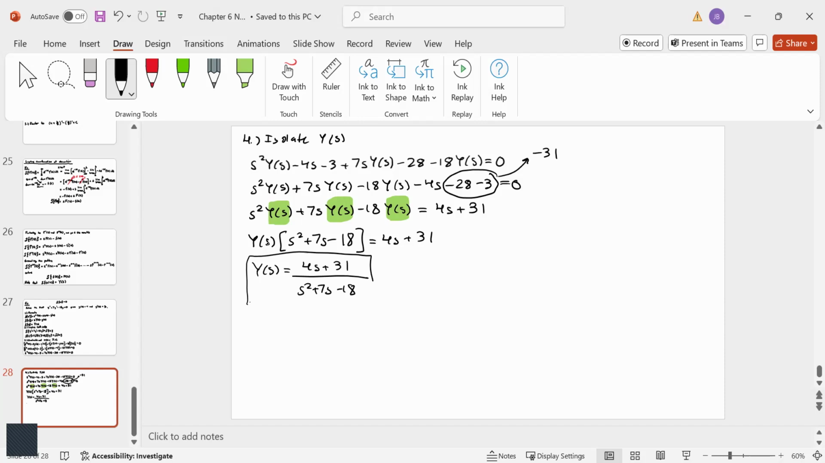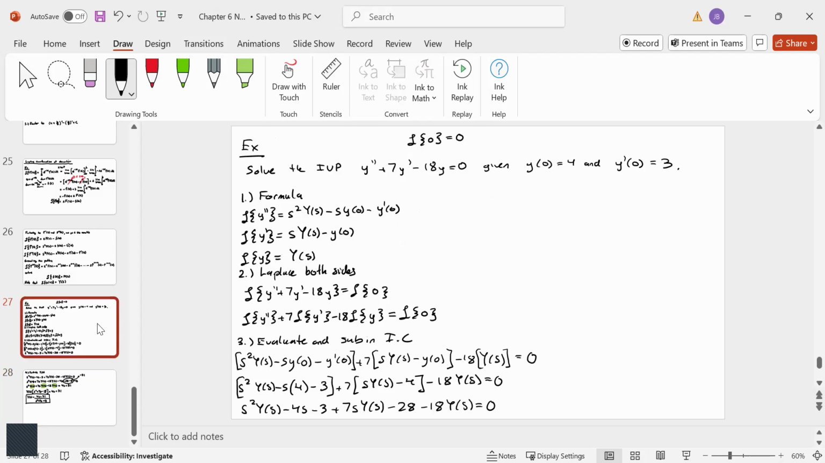And that sometimes is the answer on a homework problem or even an exam problem, like find Y of s, right? So we did all of this work, but I am still not near my answer because you have to remember, what am I trying to do here? I'm trying to find a function, y.